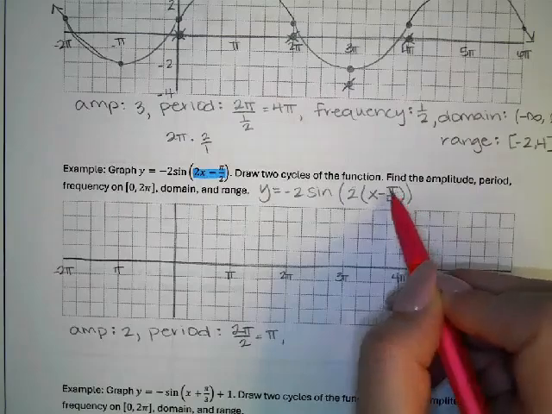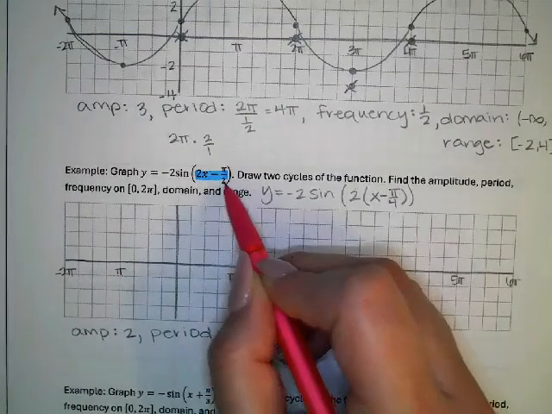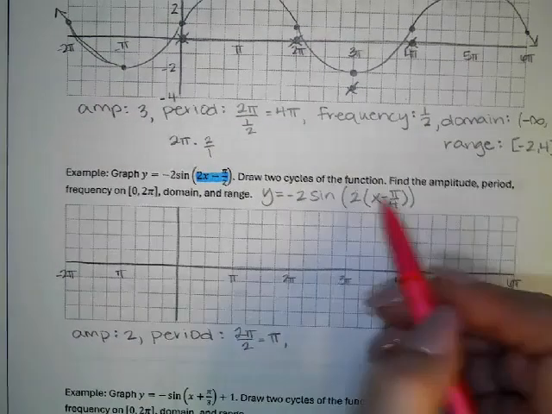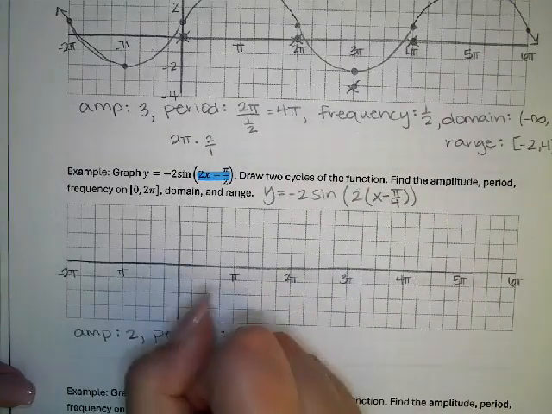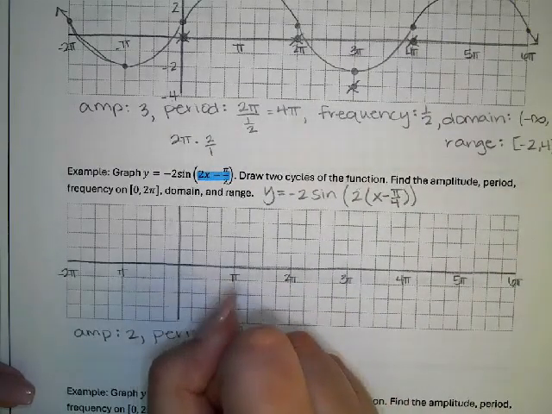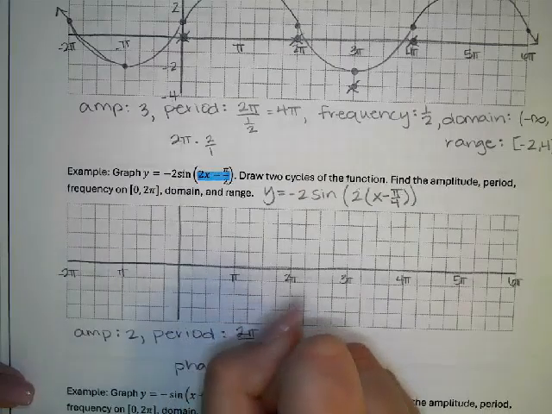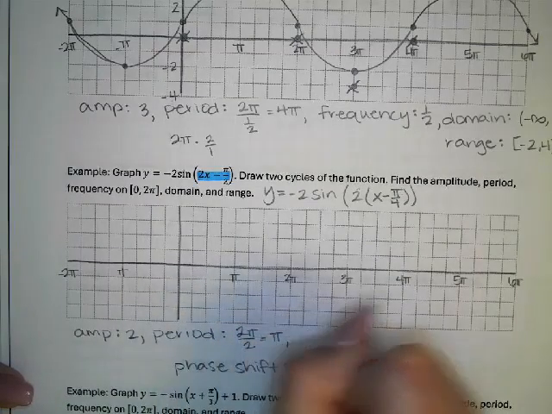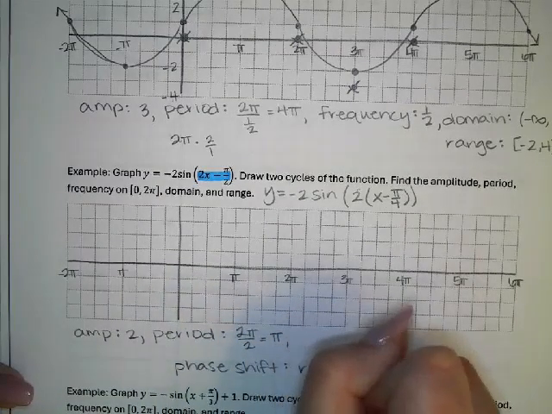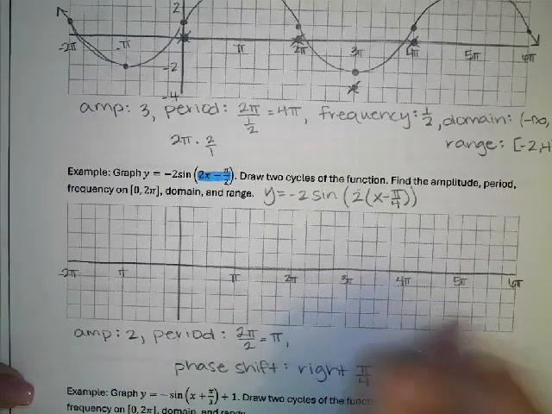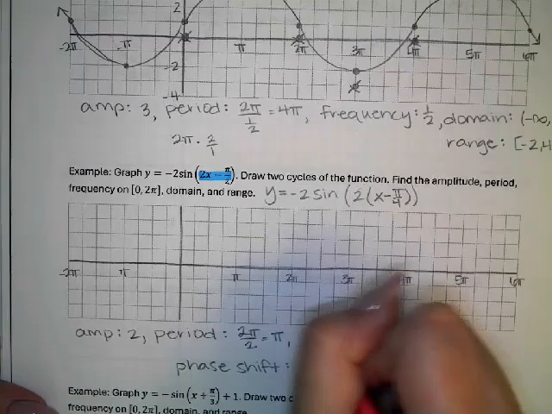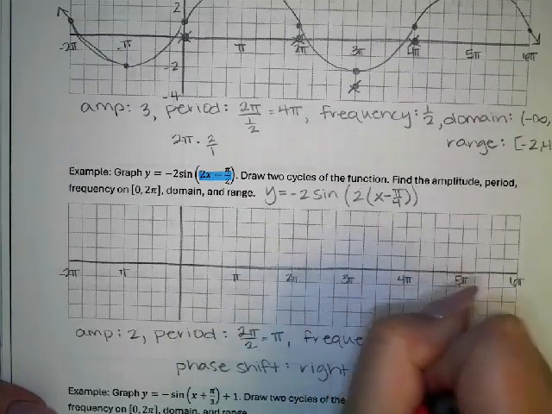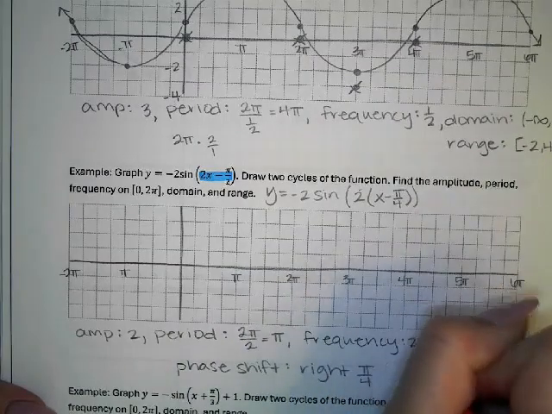We're going to do a phase shift, is what this is called when you shift the graph left or right. We're going to do a phase shift of moving the graph to the right pi fourths. Okay, so the period is pi. The frequency is going to be the b value, and that's 2. The domain is -infinity to infinity, and I'll find the range later on.